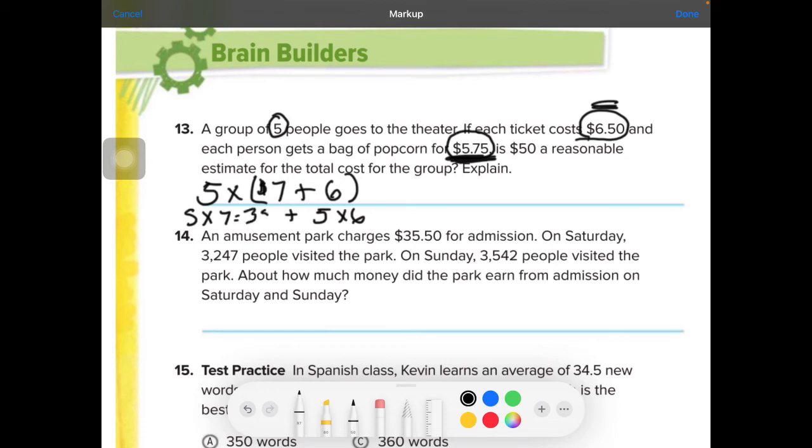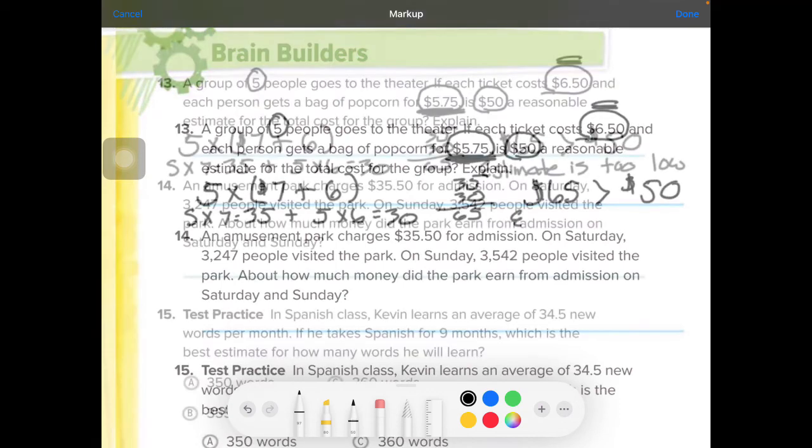And let's figure it out. So 5 times 7 is 35, and 5 times 6 is 30. And if you add 35 and 30 together, you get $65, right? So here's the question. This $50, is that going to cover the cost? We're going to say 65 is greater than the $50. So we're going to say the estimate is too low.